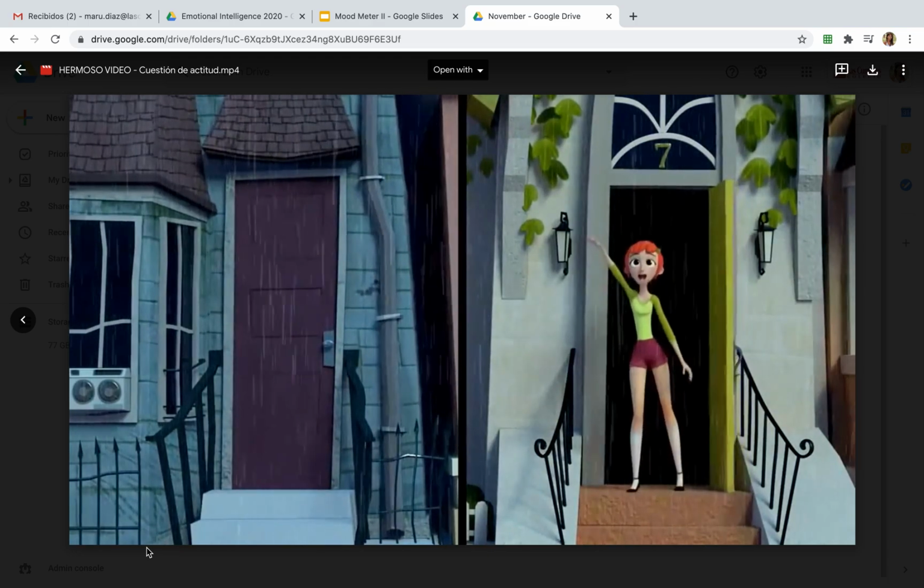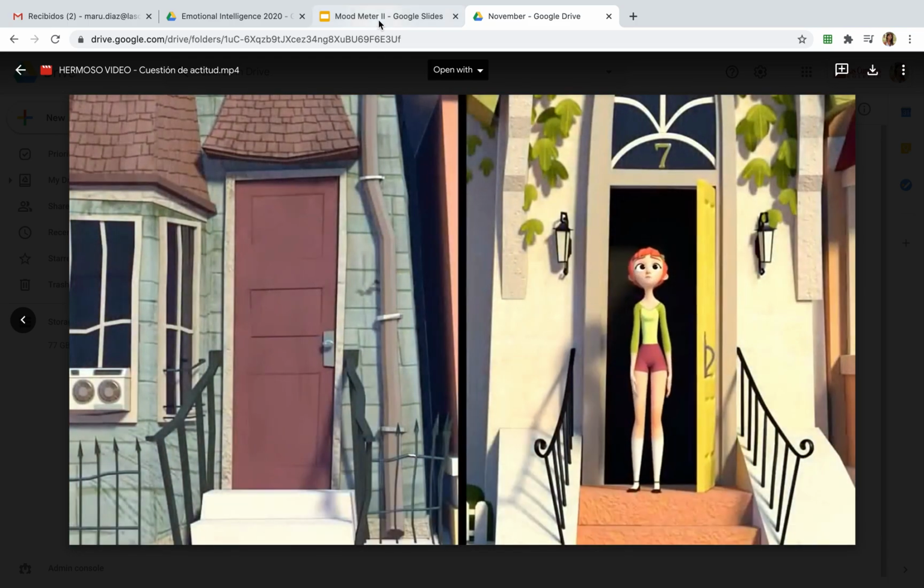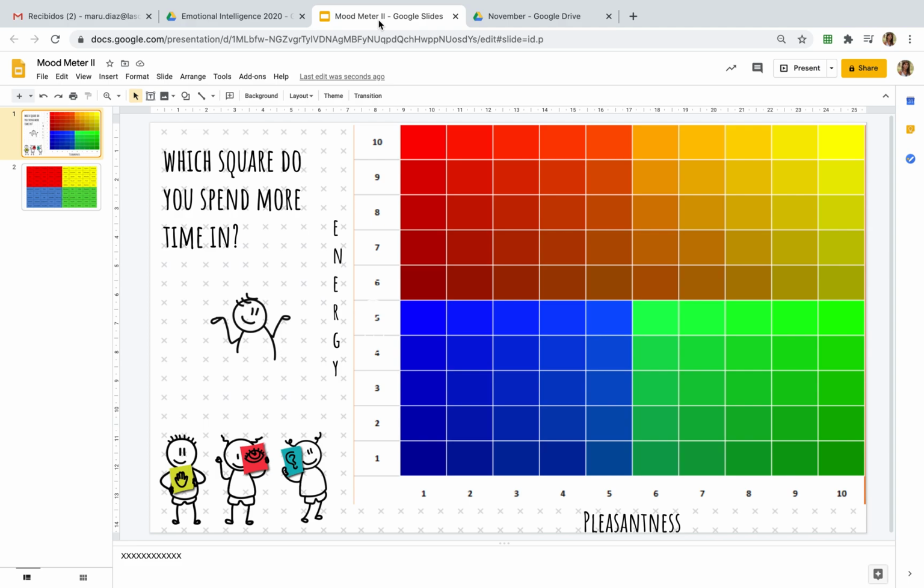Today I'm going to ask you to go to the slide I will share and to tell me which square is the one in which you spend more time in. Typically, yes? Would you say that you spend more time in the red square or in the yellow one? Or maybe you spend more time in the blue square and not in the green one.